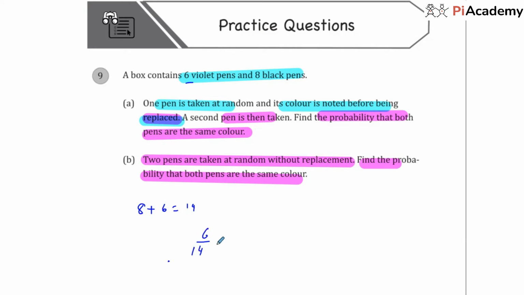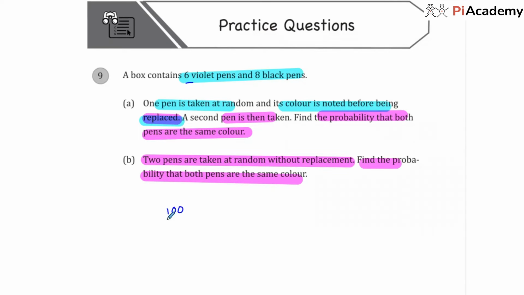Since it's asking that both pens are the same color, you're going to do 6 over 14 times 6 over 14, which is 36 out of 196. And then for the black one, you're going to do 8 times 8, which will be 64 over 196. So you're going to do 64 over 196 plus 36 over 196, which will be 100 out of 196.